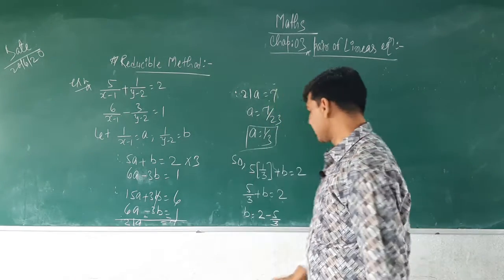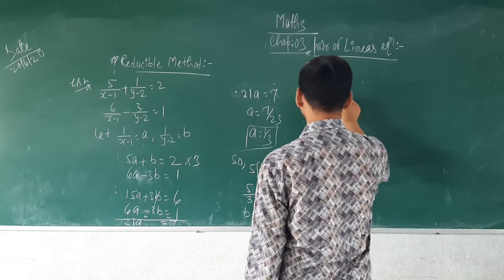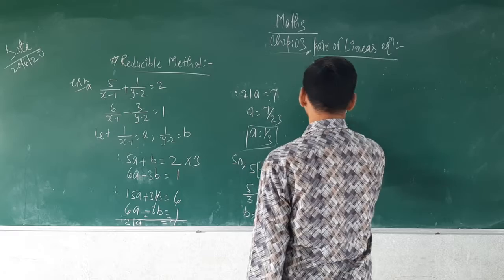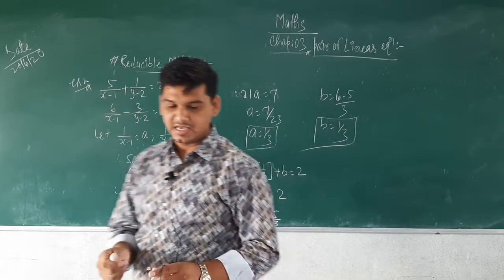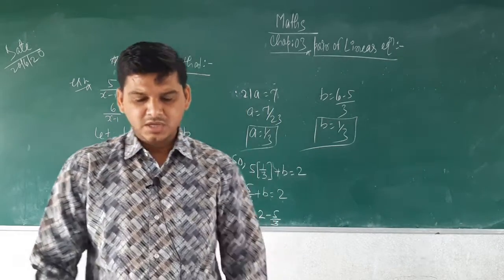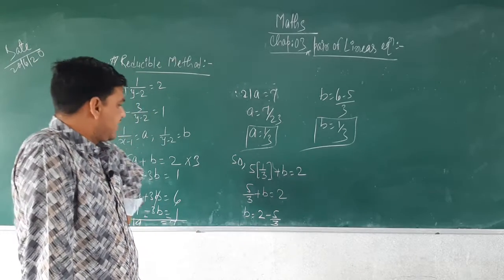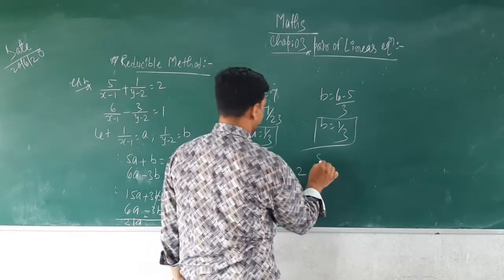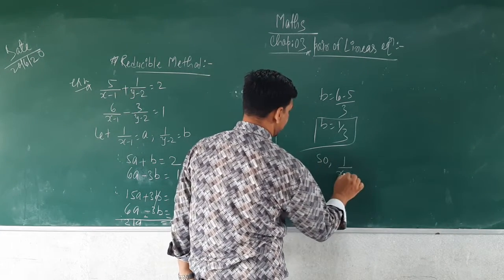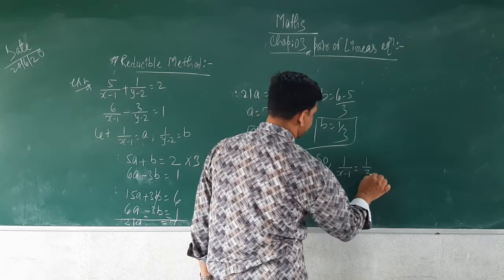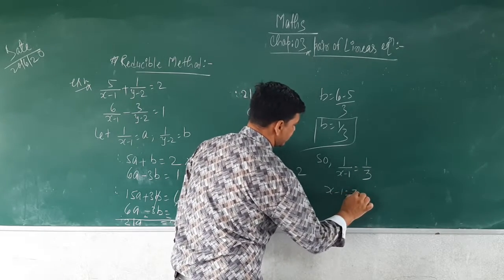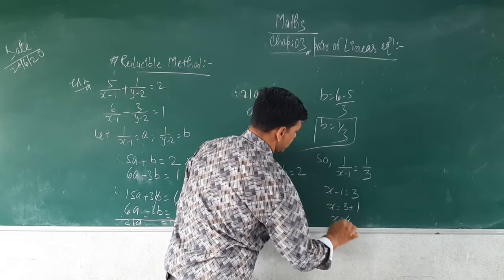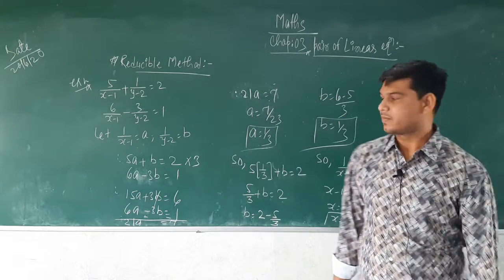Taking the LCM here, b is equal to 6 minus 5 by 3. So b is also 1 by 3. So a is equal to 1 by 3 and b is equal to 1 by 3. Now we have to apply the values of a and b from the equation. 1 upon x minus 1 is equal to a, that is 1 by 3. So x minus 1 is equal to 3. So x is equal to 3 plus 1, then x is equal to 4. We get the value of x equal to 4.